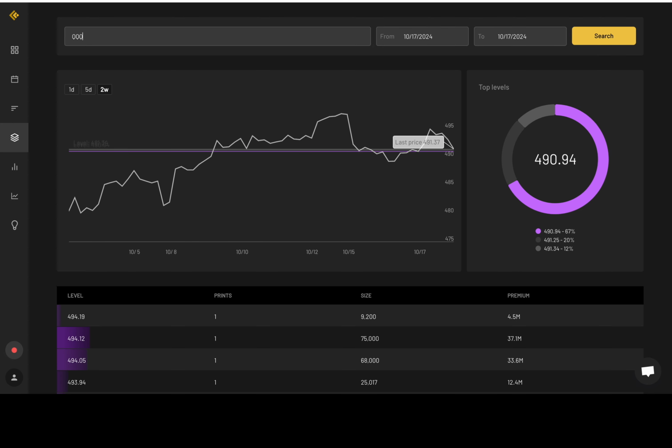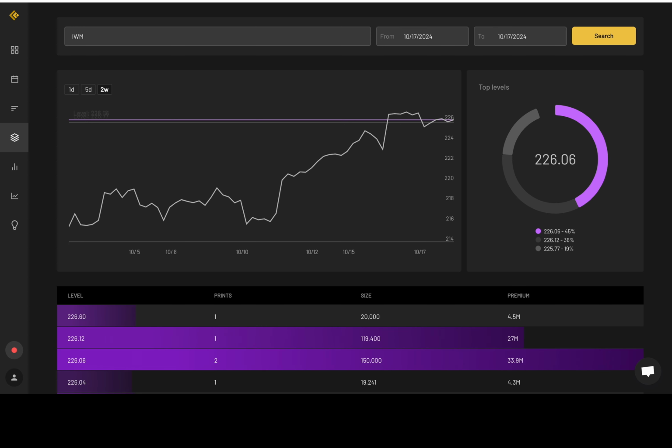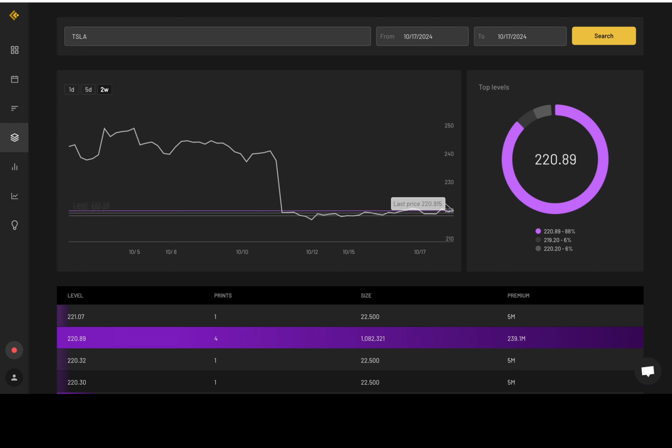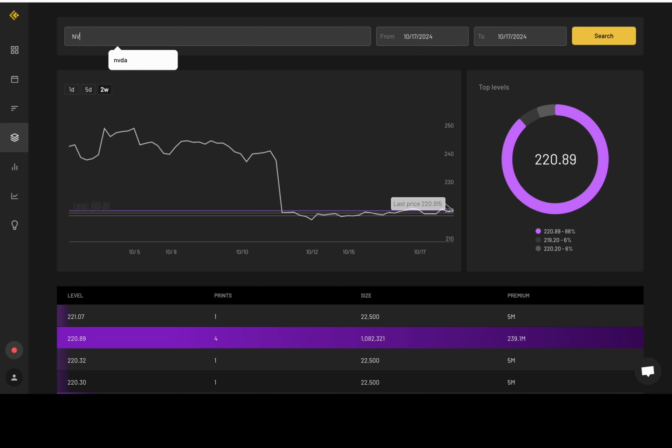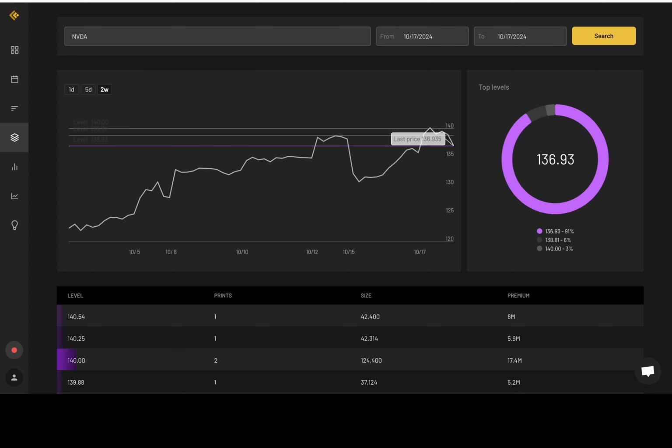Triple Q, 490.94. Okay, right around my 490 level, very close. IWM, 226. Okay, watch that pivot level. Clear 226, maybe we get higher. Tesla, 220.89. That's right around where it closed today as well. I love it. And NVDA, 136.93. So yeah, that's around where NVDA closed as well.